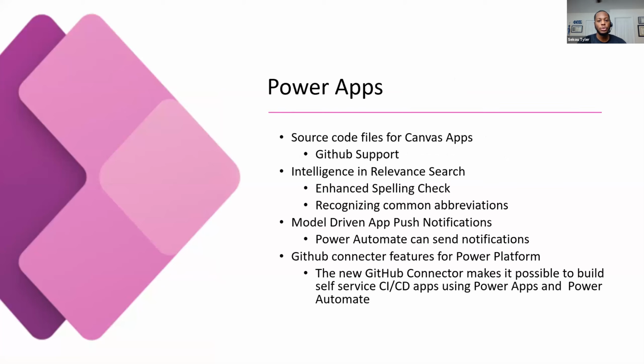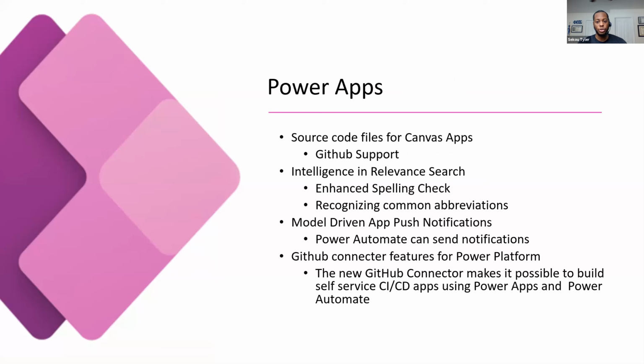Updates for Power Apps, source code files for Canvas apps. There is more GitHub support. There's now intelligence and relevant search. So there's enhanced spelling check-in. There's enhanced recognizing common abbreviations. There's just a whole much more intelligence that they rolled out within Power Apps.